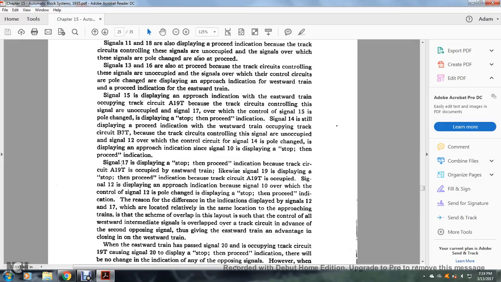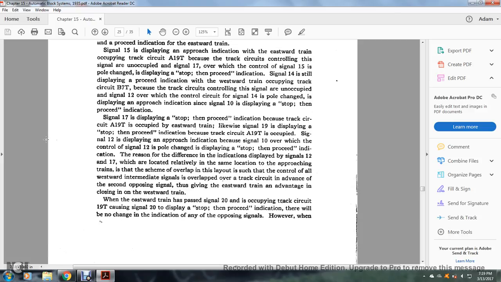Signal 15 is displaying an approach indication with the eastward train occupying track circuit A19T, but because of the track circuits controlling the signal with the unoccupied signal 17 over the control of signal 15, the pole change is displaying the stop, then proceed. Signal 14 is still displaying a proceed indication, with the westward train occupying the track of signal B7T, with the track circuit controlling the signal unoccupied. With signal 12, over which the control circuit of signal 14 is pole changed, it is displaying an approach indication, and signal 10 is displaying a stop, then proceed indication.